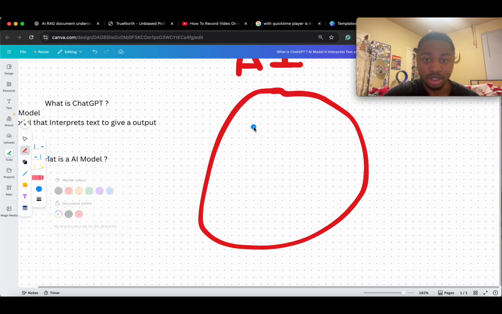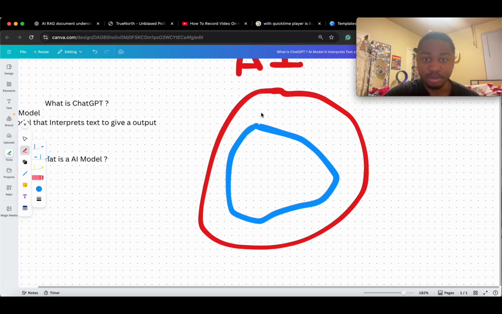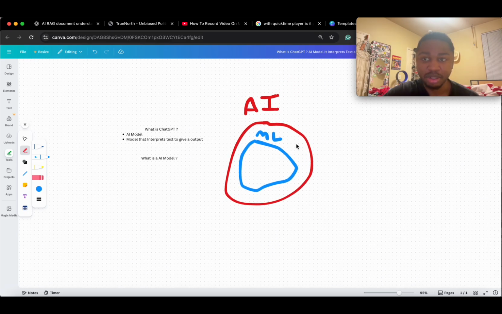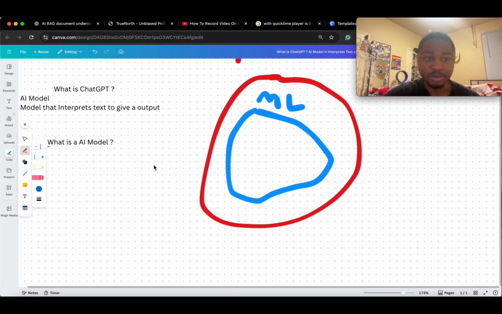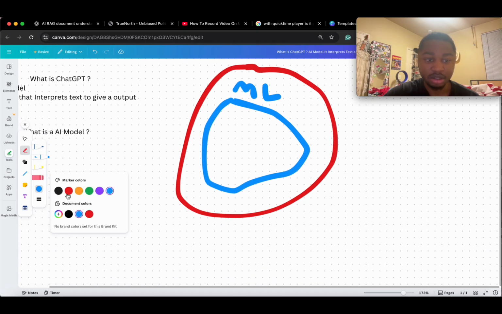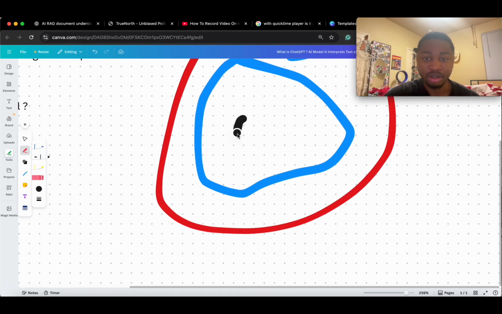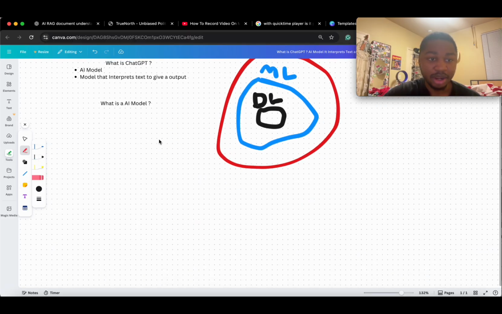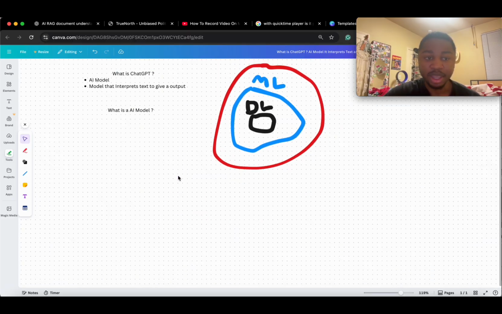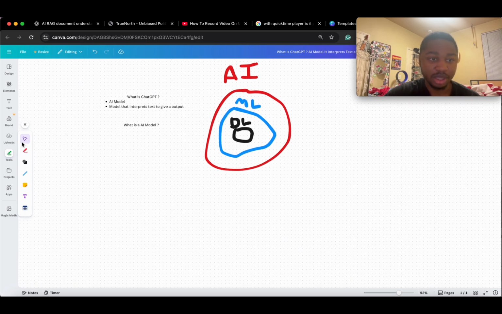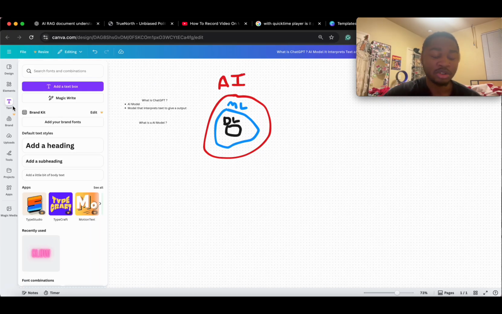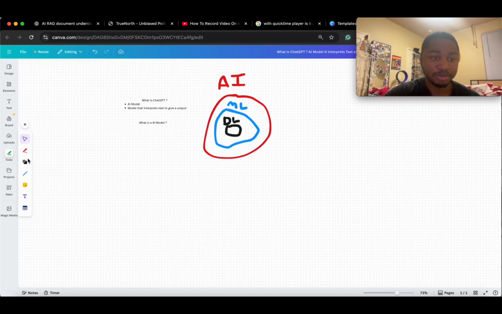And so within AI, you have machine learning. This is very sloppy, but, machine learning. And then within machine learning, you have specific techniques. For example, one is called deep learning. I'll just put deep learning. And I hate saying AI specifically because AI is just a very broad term. I like to describe it as just a marketing term.